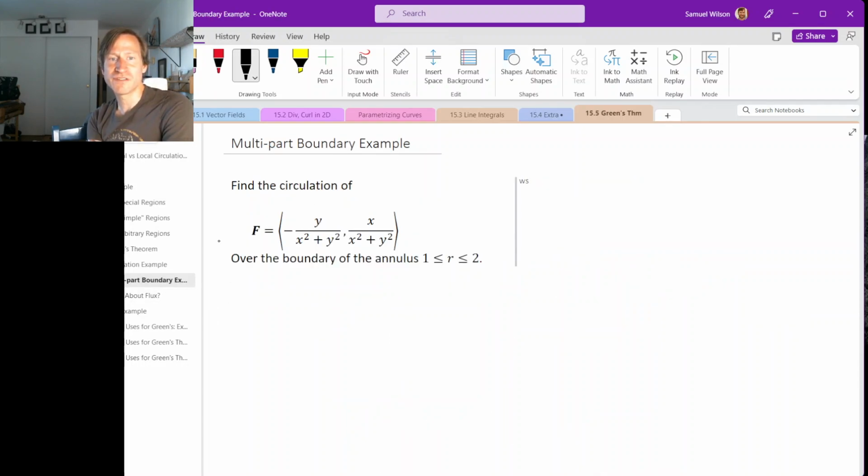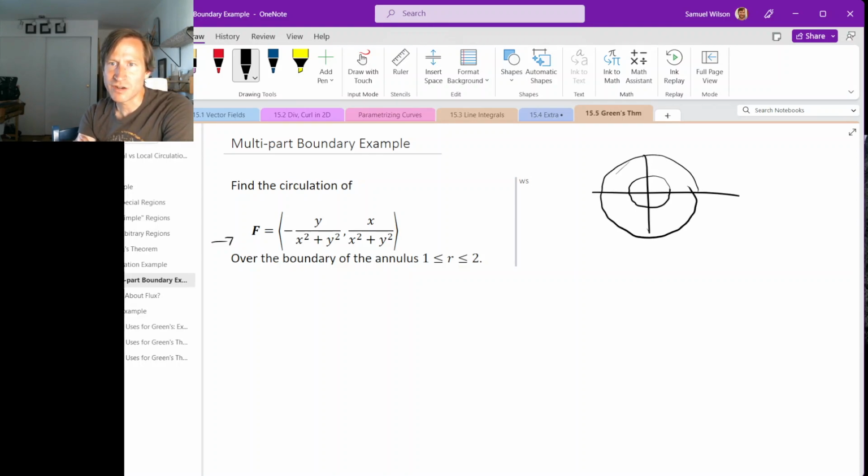So let's find the circulation of this vector field over the boundary of the annulus, which has r coordinates from 0 to 2. An annulus is a ring shape, so like this. So we're integrating over the boundary of this region, which is going to be right on the outside. To keep the region on our left, we have to be going counterclockwise. And on the inside portion of this region, to keep the region on our left, we have to be going clockwise, right?